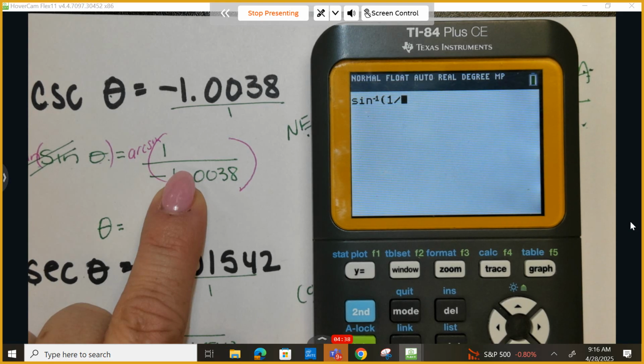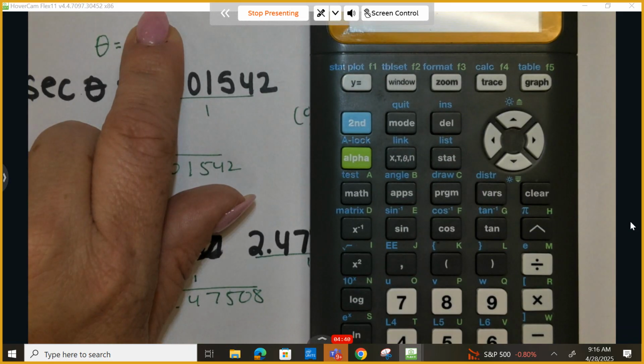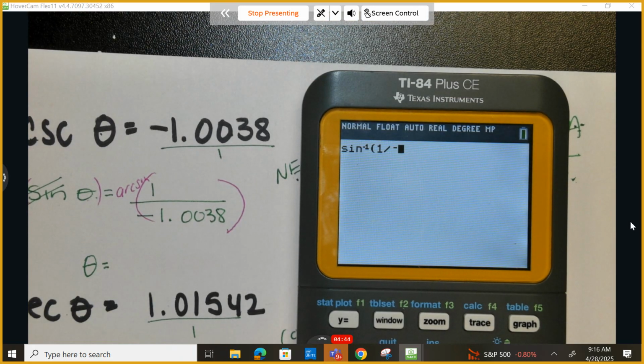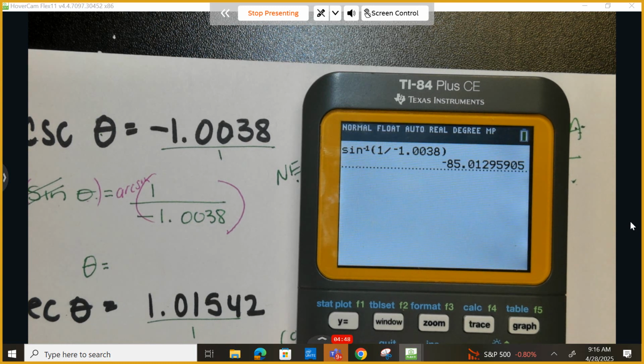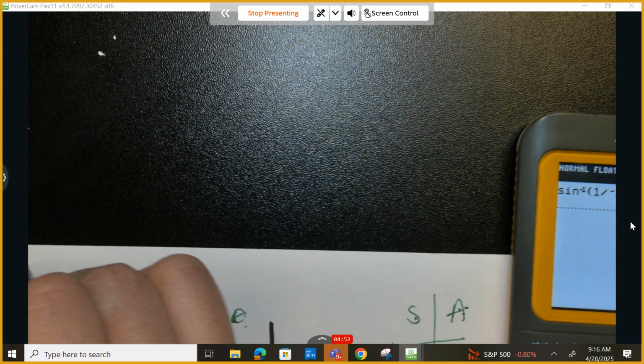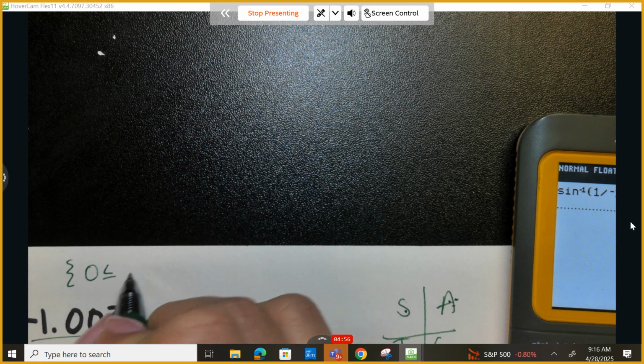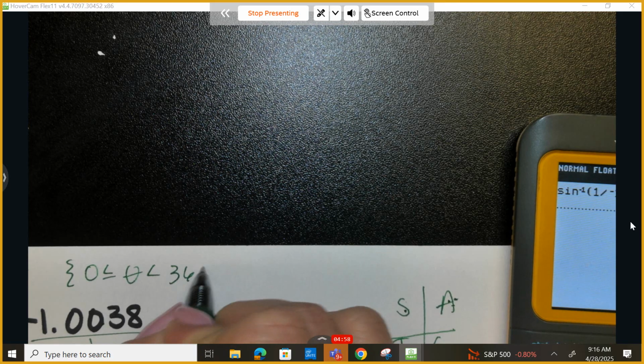1 divided by, now the negative sign can be found below the 3. You can see it right here. 1 divided by negative 1.0038. When we see the directions for this, it's going to say that our angle measurement is going to go from 0 all the way to 360.